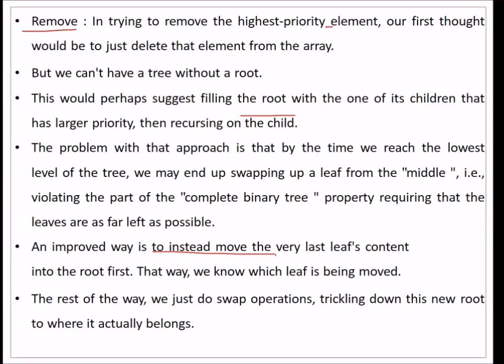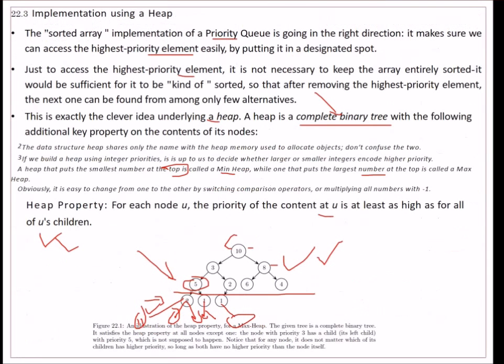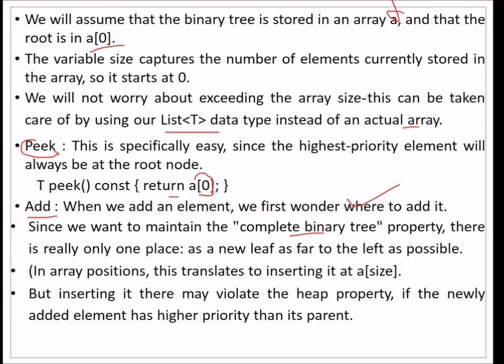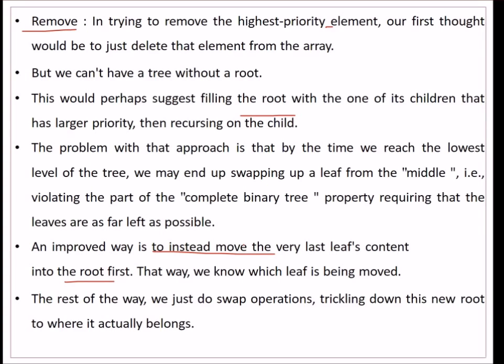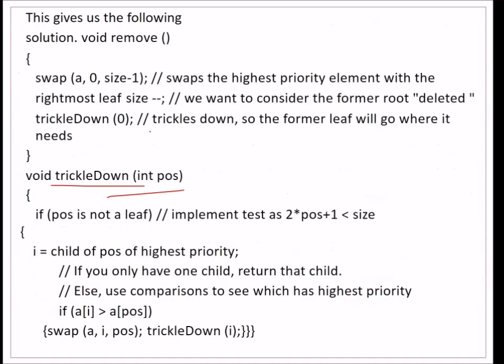So the improved way is to move the very last leaf to the root first. What does it mean? It means that whenever you want to delete this, keep this 2. This is the leftmost or the last leaf. Just take the leaf to the root position and then apply this function which is called trickle down. We'll see that just now. So we move the very last leaf content into the root first, and that way we know that the leaf is being moved. The rest of the way, just do swap operations as we have done in trickling. The new root will actually place itself where it belongs.